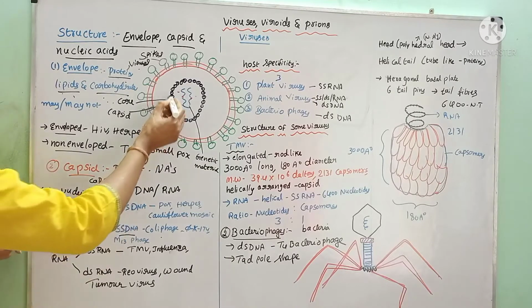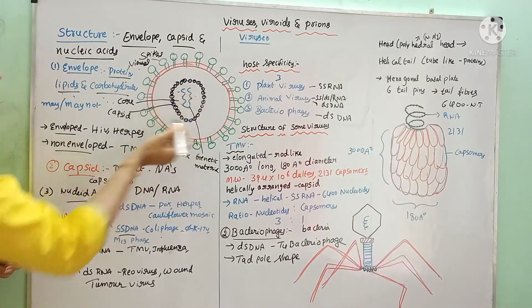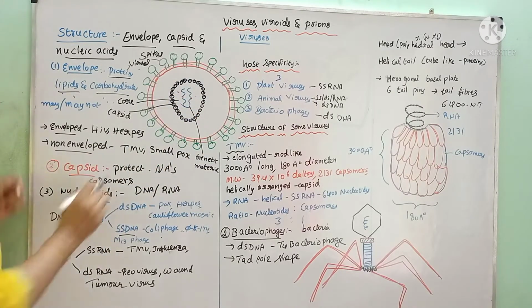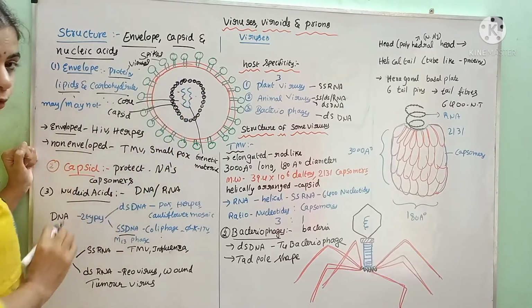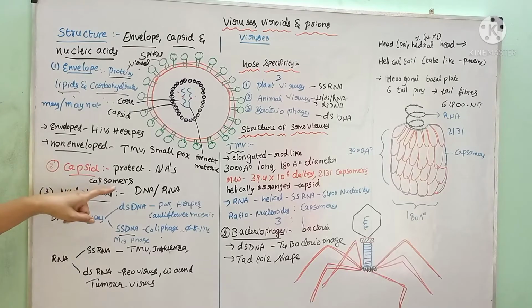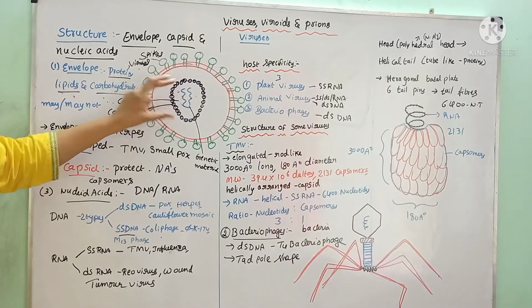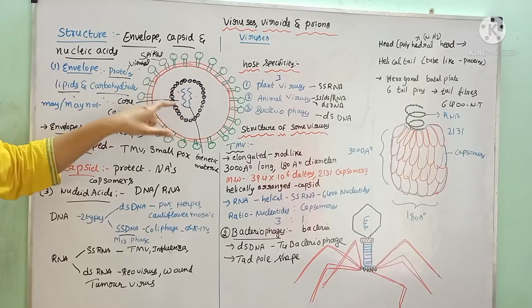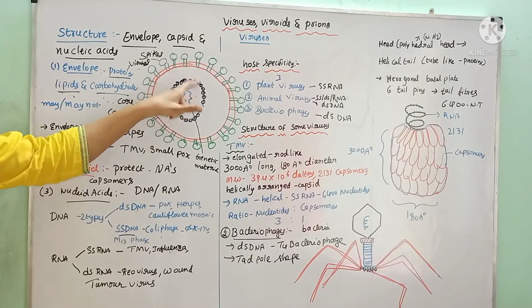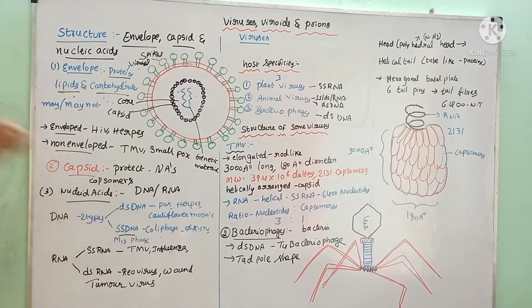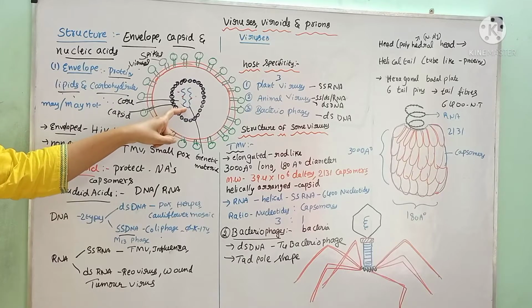The second part is the capsid. This is called the capsid. This capsid is made up of smaller subunits called capsomeres. What are the smaller subunits called? Capsomeres. The function of this capsid is to protect the nucleic acids present inside. That is, the genetic material is protected by this capsid only.